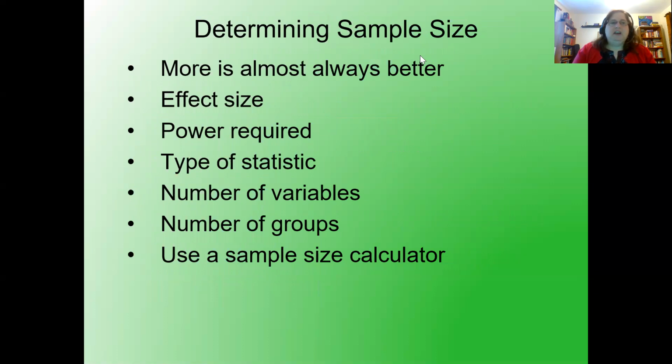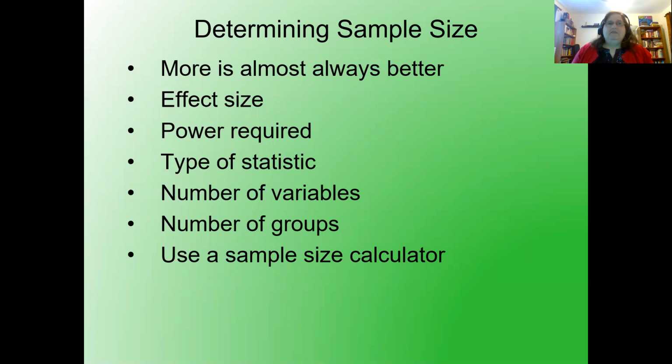Determining sample size. How do you know what kind of sample you should get? Okay, well, it depends on a few things. More is almost always better. It's true. Unless you start climbing up into the millions, where you could have almost an overly represented sample. You could run into a few little issues there with statistics. More is almost always better. And in psychology, we usually don't have that problem, so more is pretty much always better.